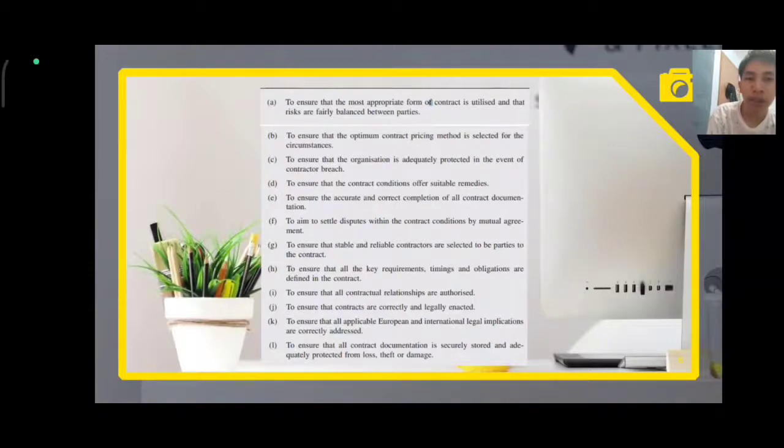And lastly, letter L is to ensure that all contract documentation is securely stored, adequately protected from loss, theft, or leakage, or damage. Basta, nakatago yung contract ng two parties na secured dapat at impossible na basta secured siya, sure na walang mangyayaring masama doon sa contract, hindi mo punit, hindi mo kakaroon damage, hindi mo mawawala. Kung pwede ilagay sa safe, pwede sa safe.